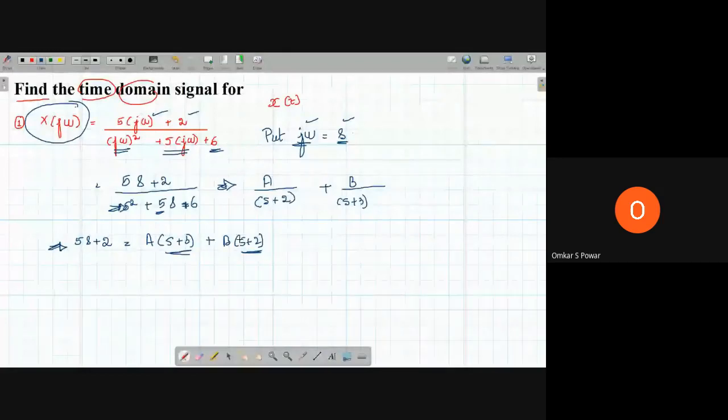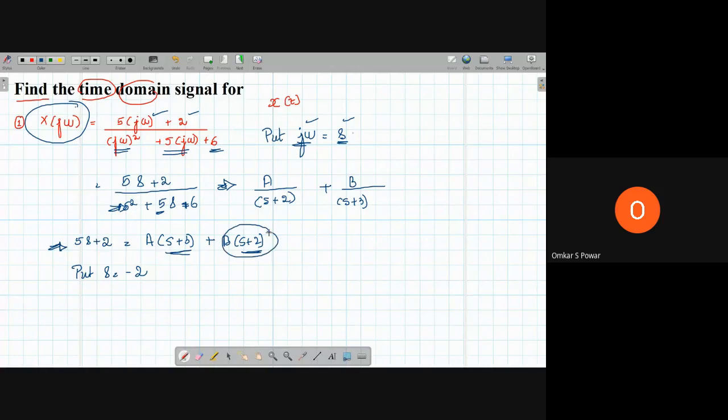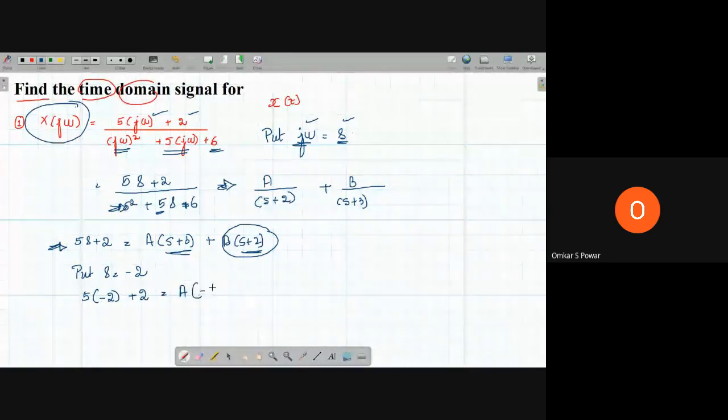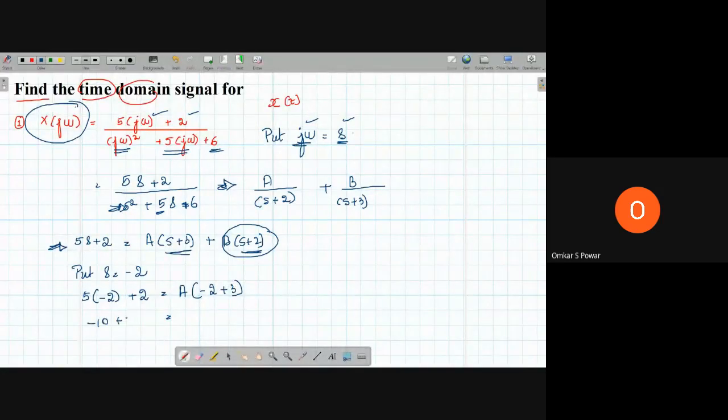How do we get the values of A and B? To get the value of A, put s equal to minus 2. Why do I put s equal to minus 2? So that this term becomes 0. So 5 into minus 2 plus 2 is equal to A into minus 2 plus 3. 5 twos are 10, so minus 10 plus 2 equals A into 1. So your answer for A is equal to minus 8. Similarly, you can get the value of B. How do you get the value of B?